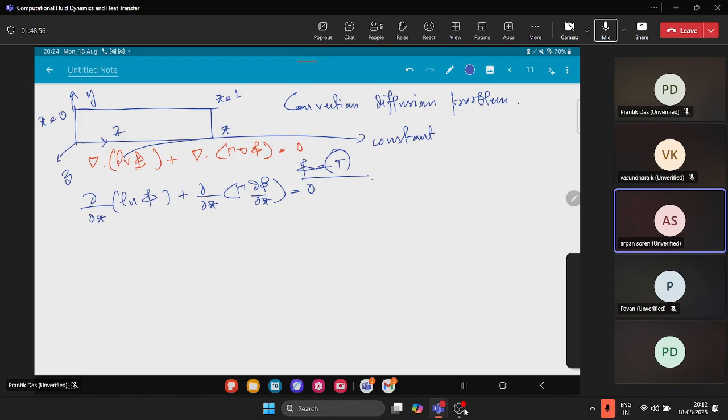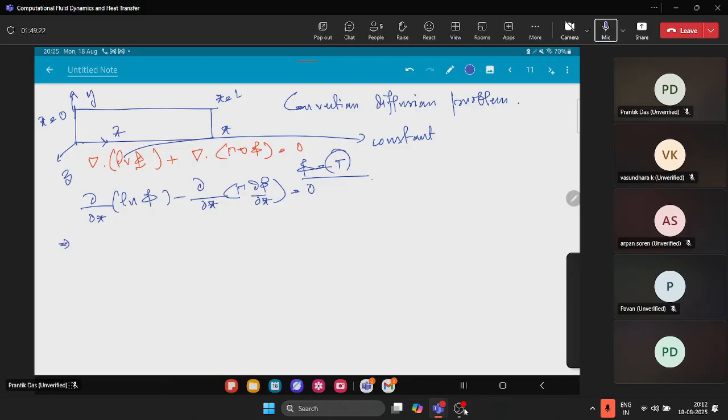So in the governing equation, the convective terms and the diffusion terms are on either side of the equality sign, right? So there should be a minus in between. So minus of this will be there.